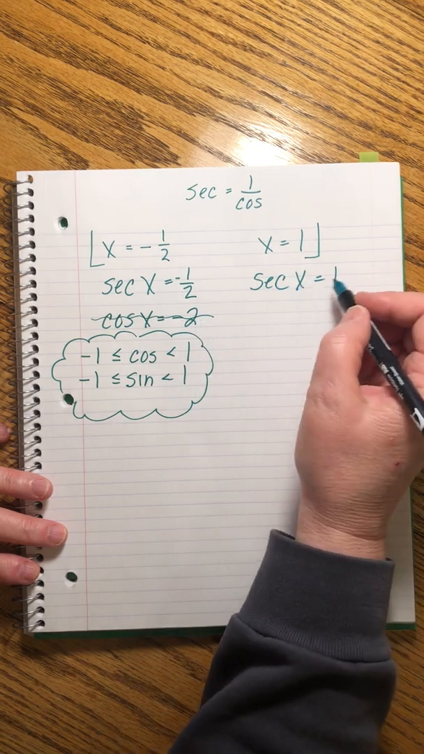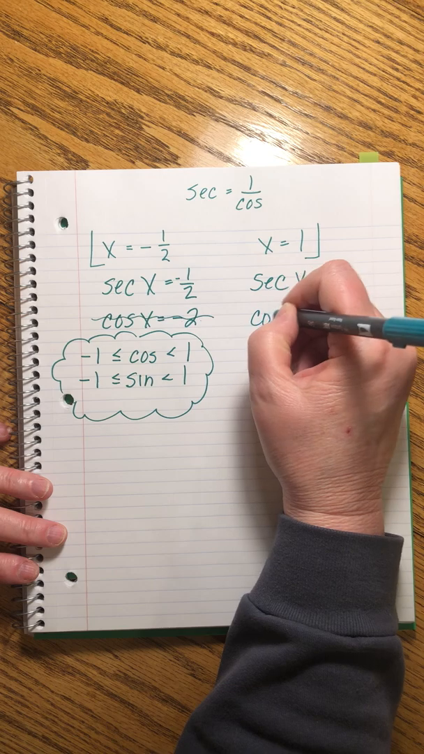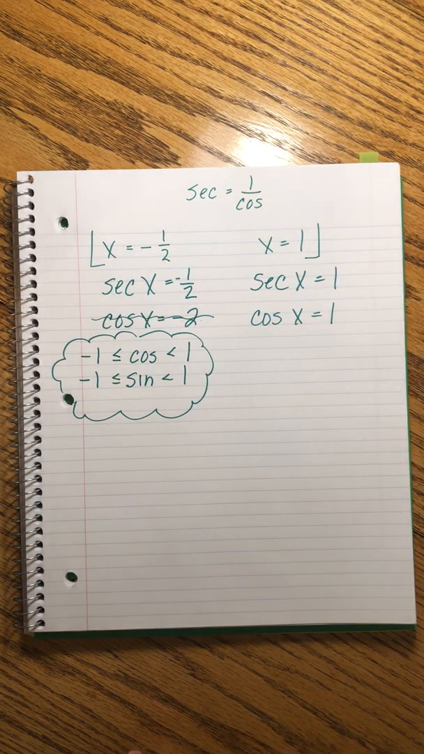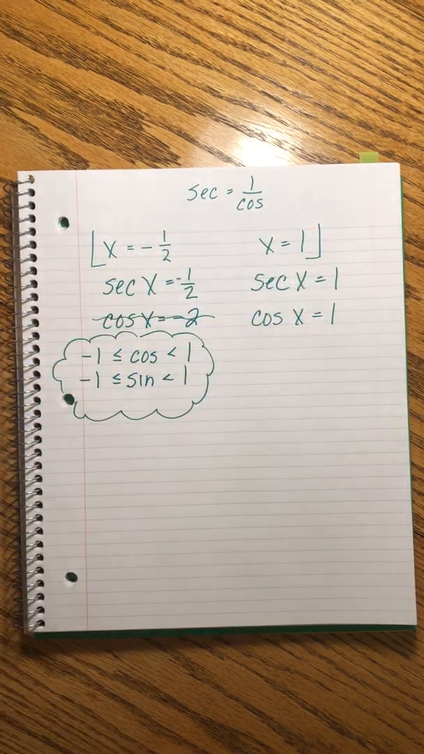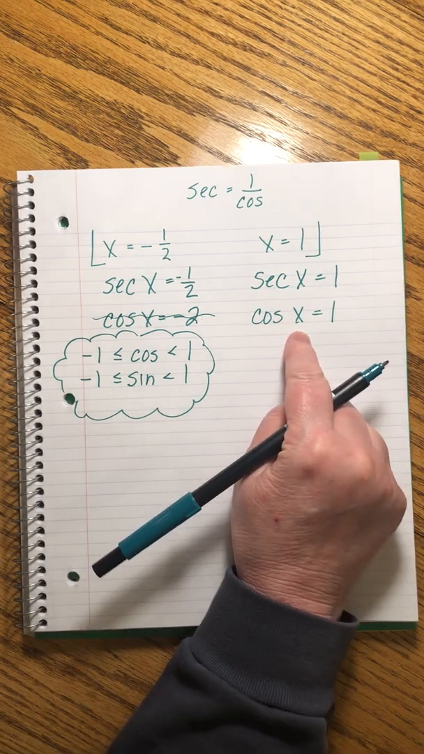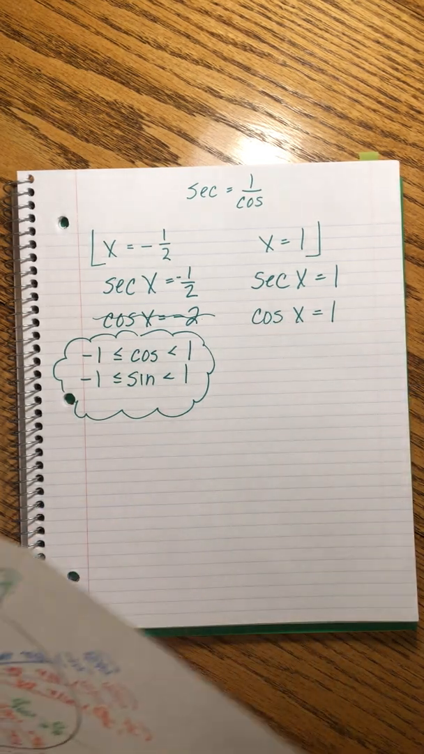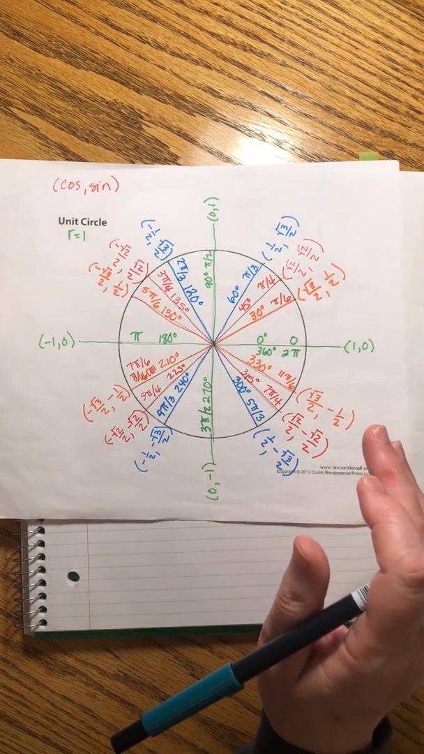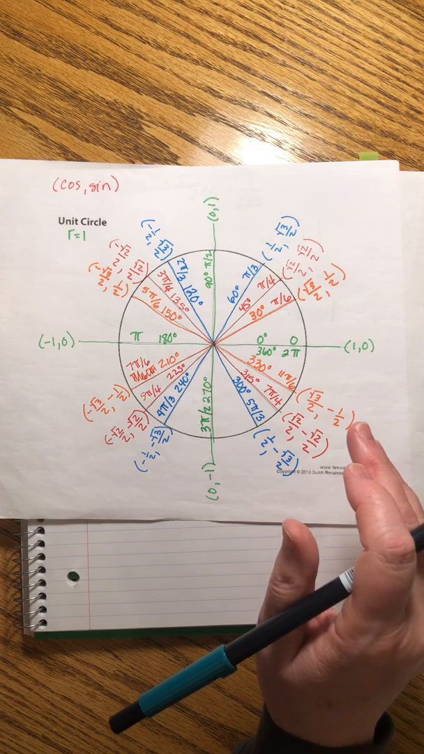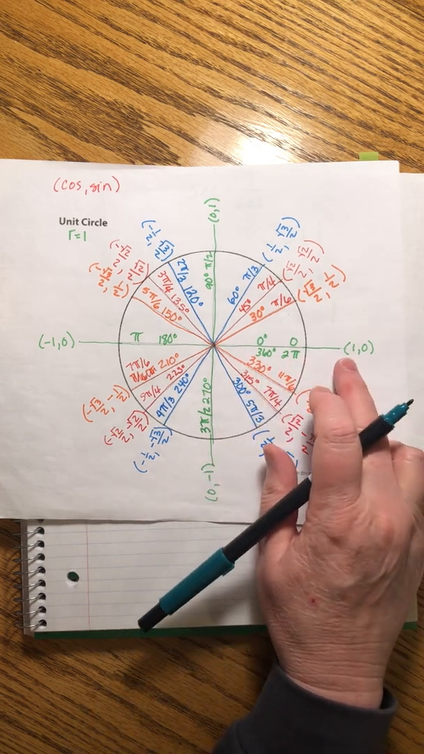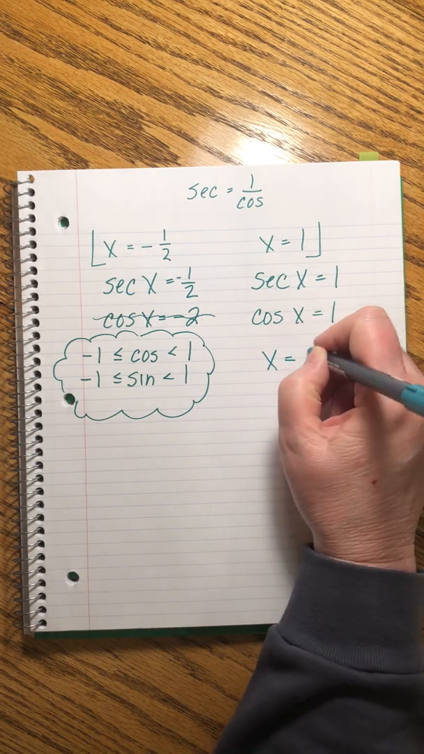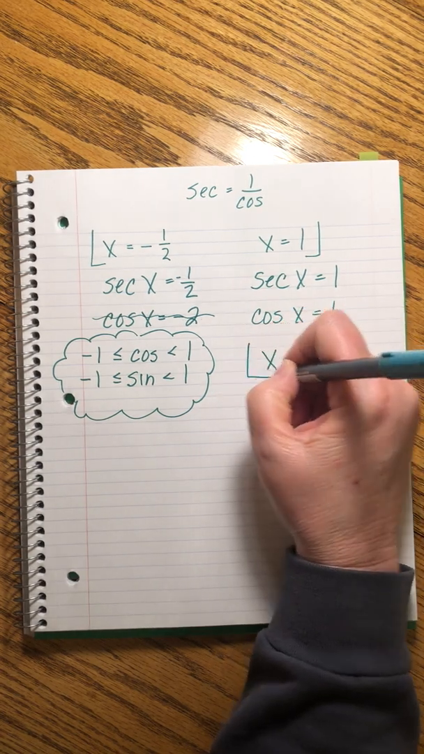If the secant equals 1, then we know that the cosine also equals 1, because the reciprocal of 1 is 1. And now we're ready. Where does cosine equal 1? We can figure that out by thinking of the sinusoids too, right? Cosine starts at its high value, so that's 0 degrees. And there it is, cosine of 1. So x equals 0 degrees.